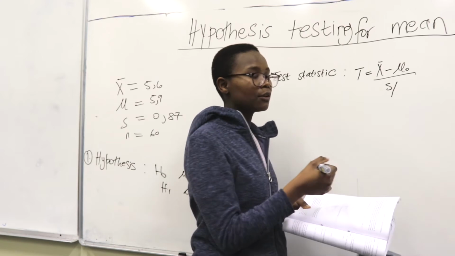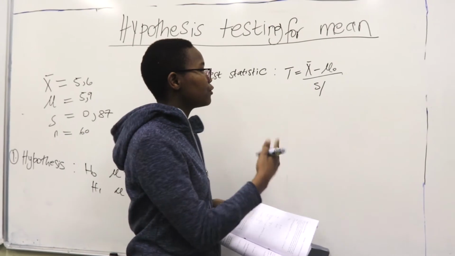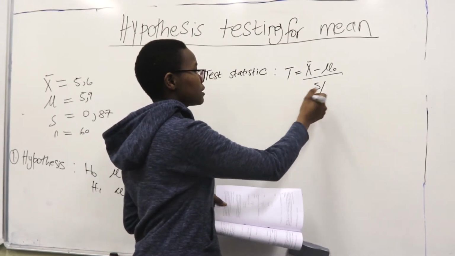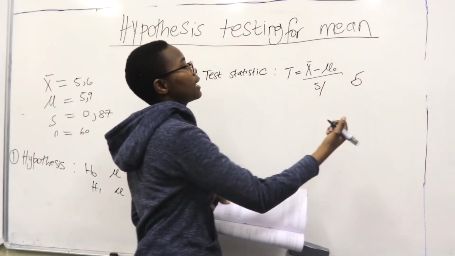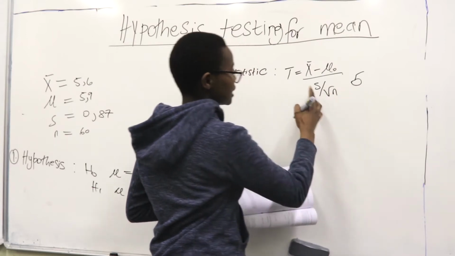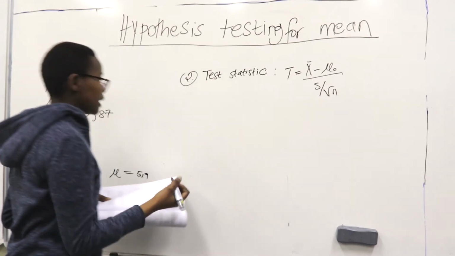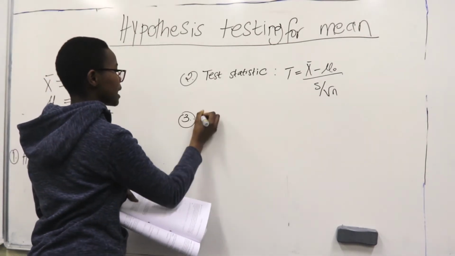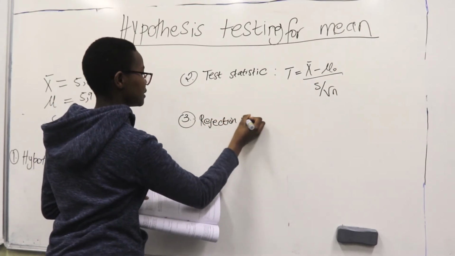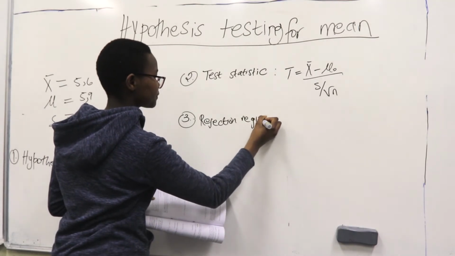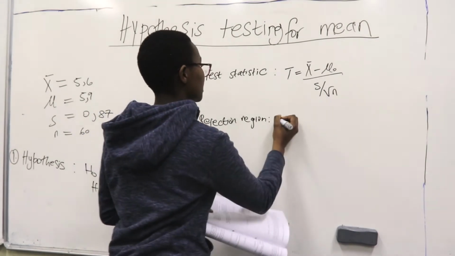If you are given a standard deviation from the population, you will use the formula that has the sigma. But in this case, you have the standard deviation from the sample, and then we move to step 3, which is our rejection region. That's where we'll state when we reject H naught.